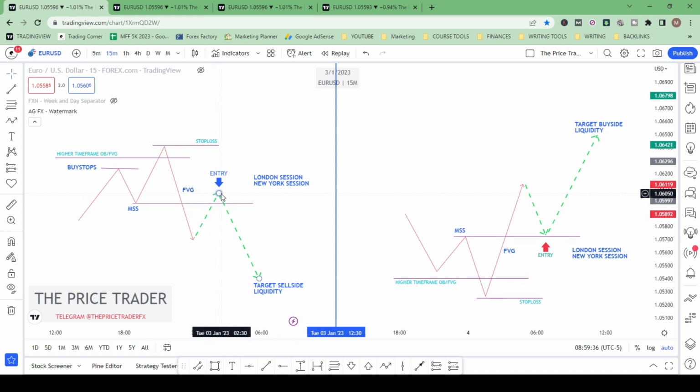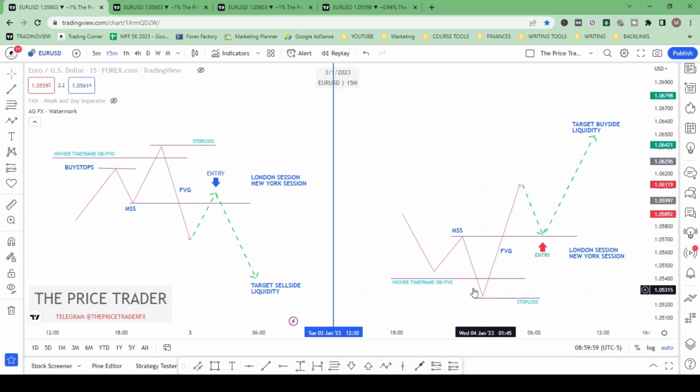Once you enter here, you want to exit your positions on sell side liquidity. For instance, this is one example of a sell side liquidity, and then there could be another sell side liquidity in this area. Your stop loss will come above this high, and for the bullish scenario, it's just the same thing. Your stop loss comes below this low, and then you want to see this impulsive move away from that level.